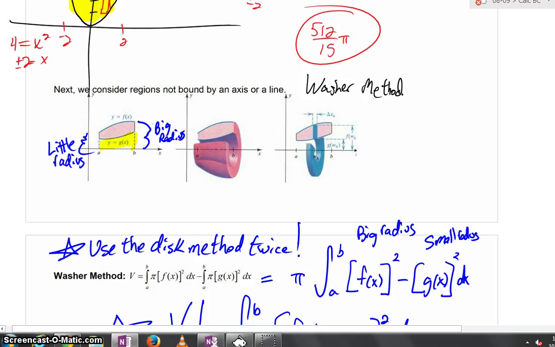It's Halloween Friday and we're doing the washer method. It doesn't get any better than that. So, hey, you might wonder what on earth does the washer method have to do with what we were just doing with the disk method?